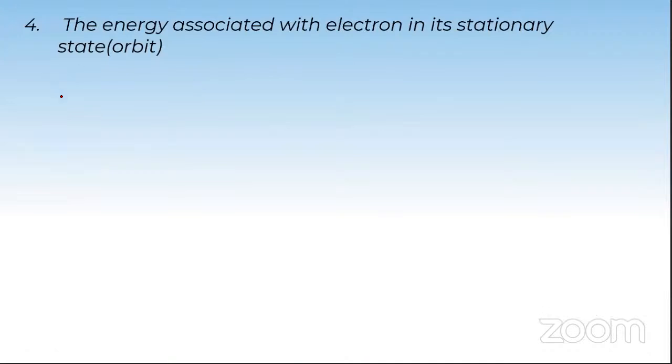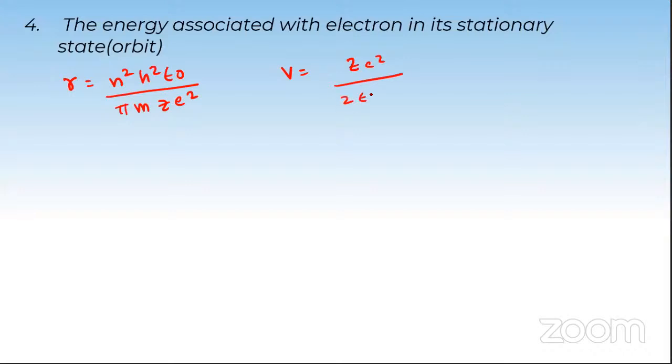The first expression which you derived is radius. Radius is equal to n square h square epsilon naught divided by pi m z e square. Try to remember this. Don't memorize by heart, but by practicing, I think you'll get it in memory. And velocity of electron is how much? What was the velocity? Z e square by 2 epsilon naught n h. I'll derive these two formulas. No problem, no worries.